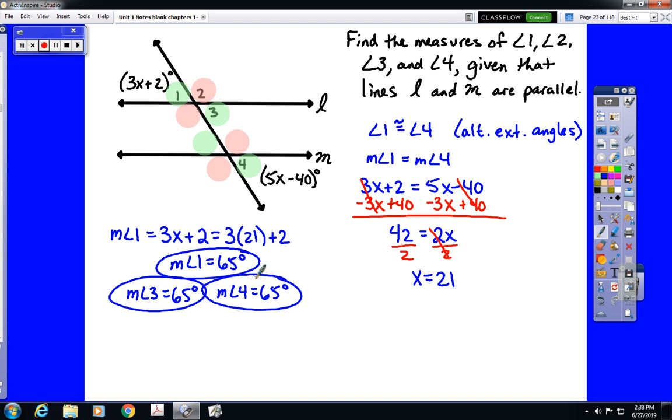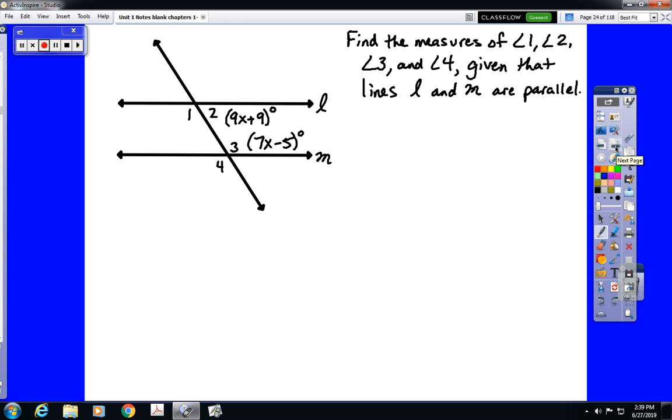Now as for angle 2, it is the supplement of angle 1. So if angle 1 is 65, then angle 2 is 180 minus 65, which would be 115 degrees. So the measure of angle 2 is 115 degrees, and I have answered the question. I found the measures of all four angles. Let's do another one.